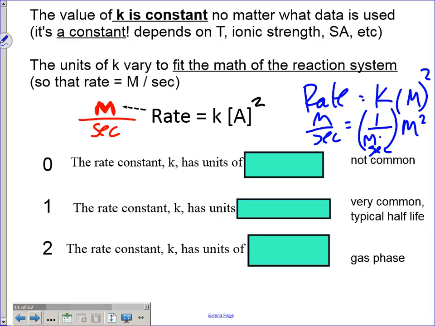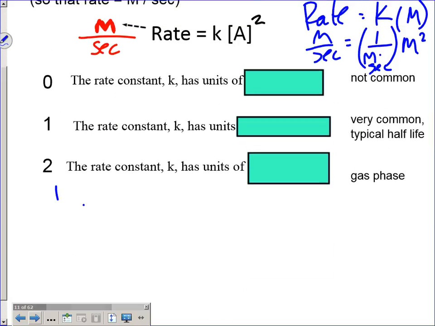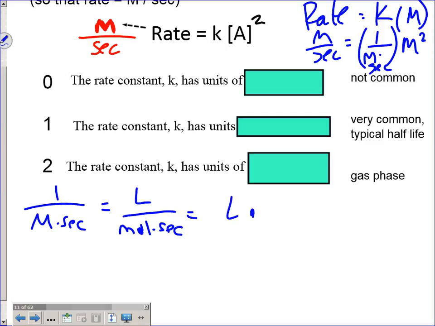How would I write 1/molarity seconds with liters and moles separate? Liters where? On the top. And then I'll have moles seconds here. Or that can be written as liters, moles to the -1, seconds to the -1. That's about all I can do there.